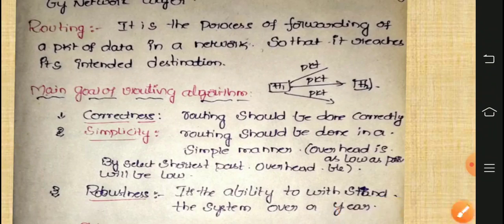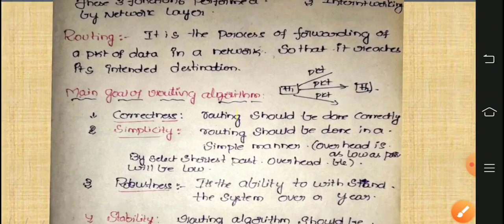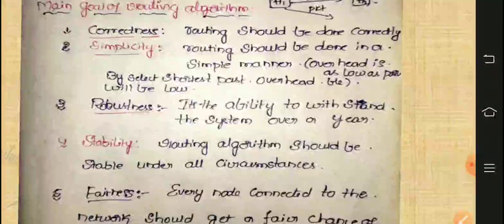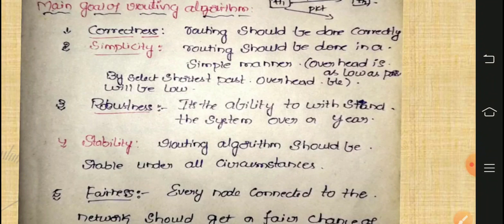So the next one is robustness. Robustness is nothing but strongness. In robustness, it is the ability to withstand the system over a year. What does this mean? For example, we know our mobile technology.